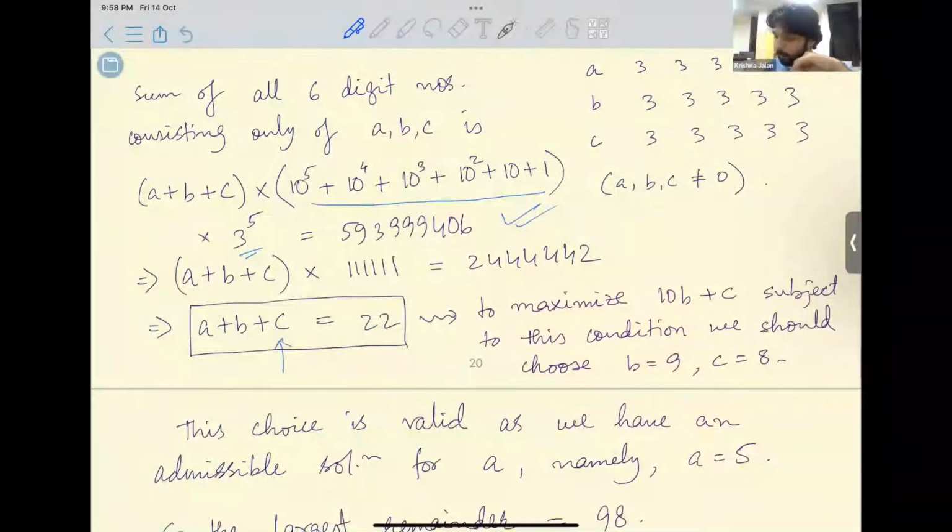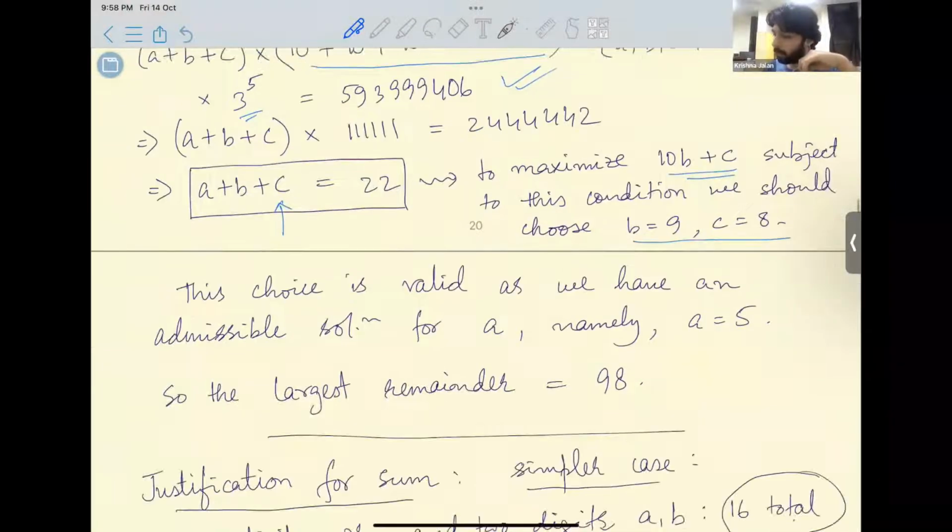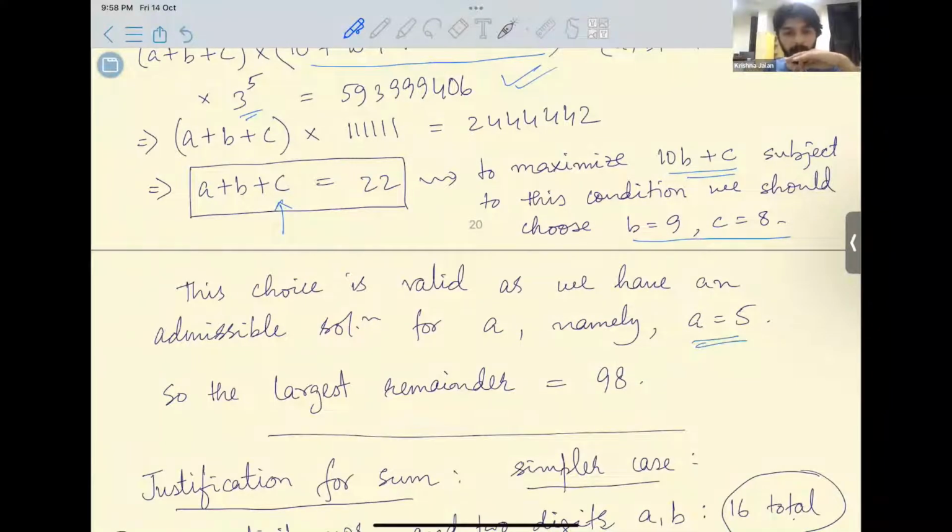So this is the constant that I obtain on A plus B plus C. Once I solve for everything, this is the constant I have. Now to maximize 10B plus C, subject to this condition, I can easily choose B equal to 9 and C equal to 8. And this choice is valid because I also have a non-trivial solution for A, which is 5. So the largest remainder is 98.